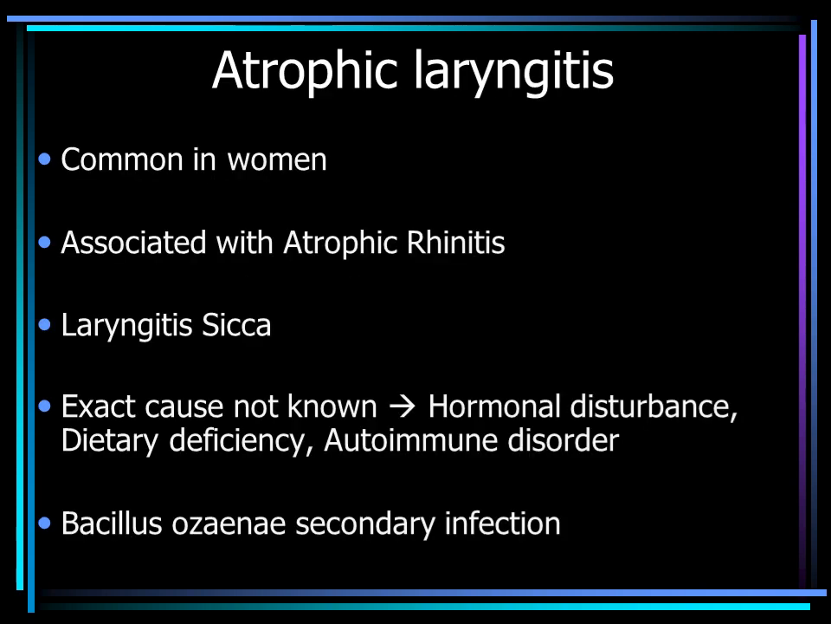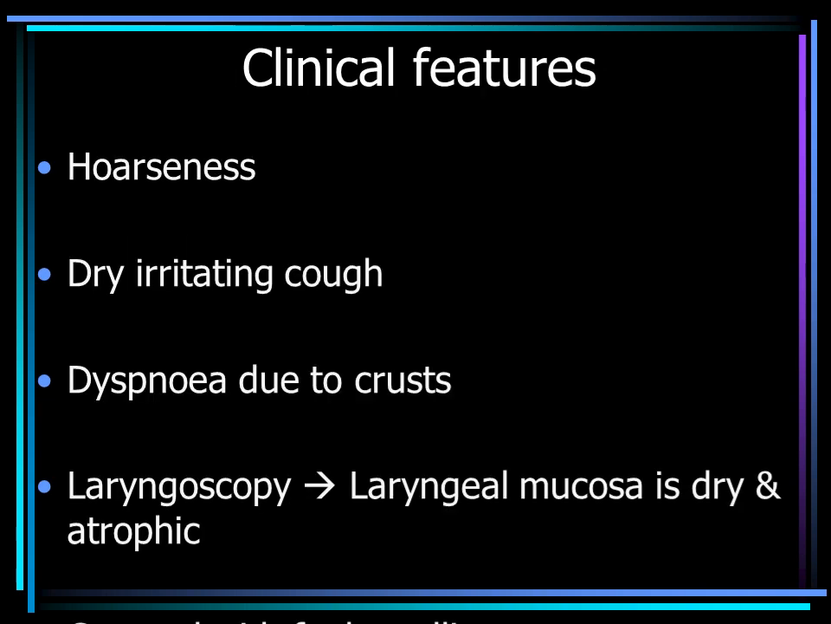Coming to atrophic laryngitis, it is common in women, associated with atrophic rhinitis. Atrophic laryngitis presents with laryngitis sicca. The exact cause is not known. Hormonal imbalance, dietary deficiency, and autoimmune disorders are implicated. Bacillus ozaenae can cause secondary infection in atrophic laryngitis.